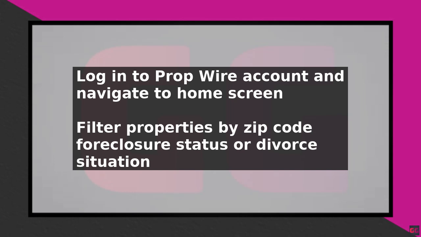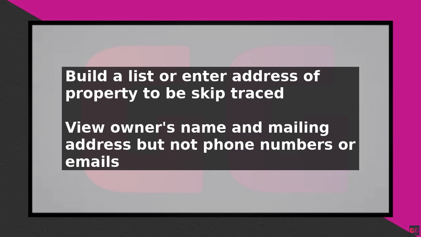First, log into the account and navigate to the home screen, where properties can be filtered by zip code, foreclosure status, or divorce situation. Once the list is built, skip tracing can be performed on the entire list, whether it contains 5 or 500 properties. There is a cost associated with each skip trace.